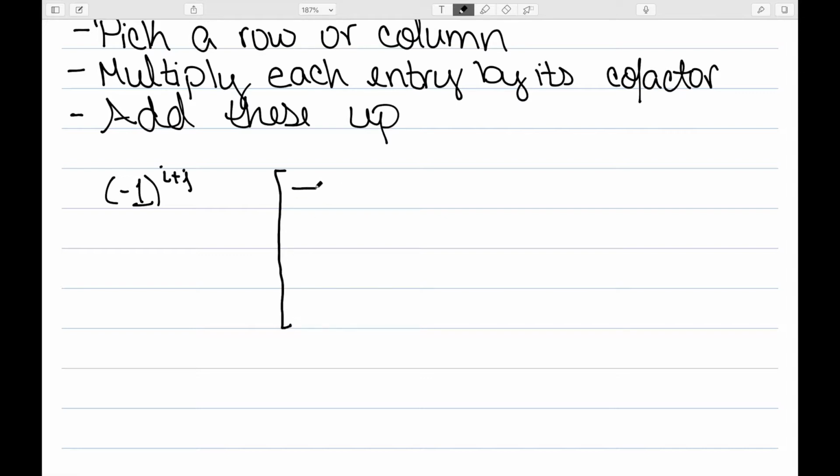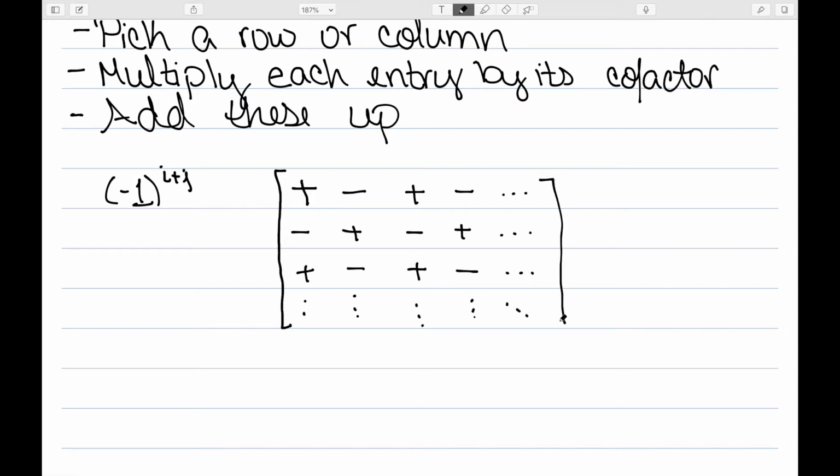This first entry right here will always be positive, since 1 plus 1 is 2 and negative 1 squared is 1. The next entry will be negative, positive, negative, etc. As I go down, I'm essentially going to use a checkerboard pattern to figure out the appropriate sign of the cofactor in each case. And we can expand this checkerboard to as big as our matrix is. So let's look at some examples.